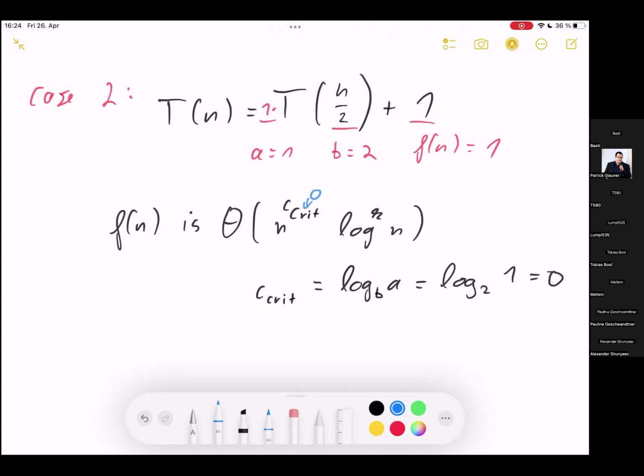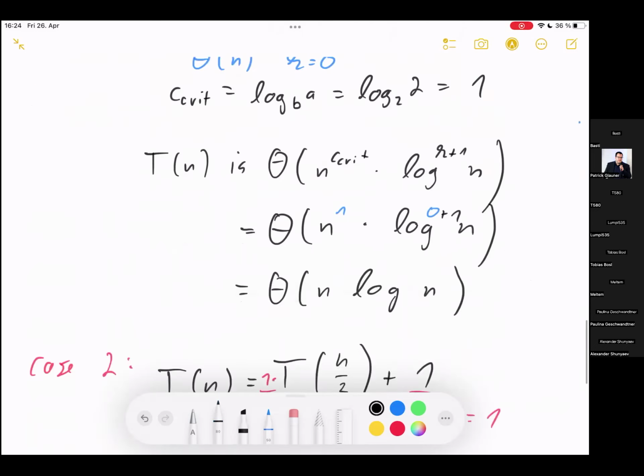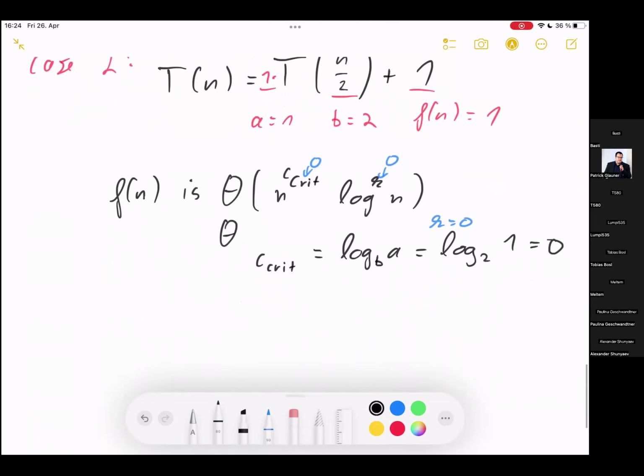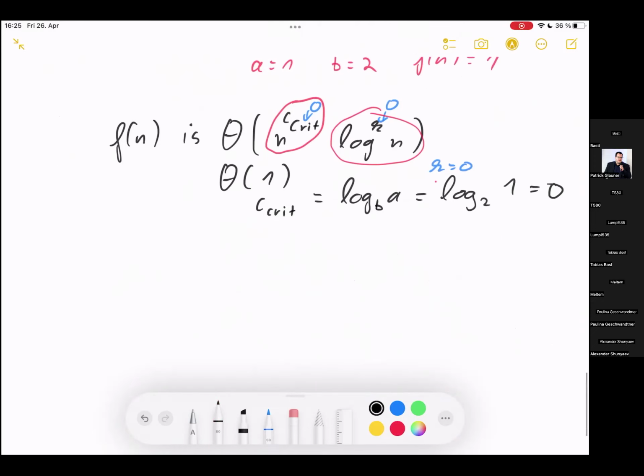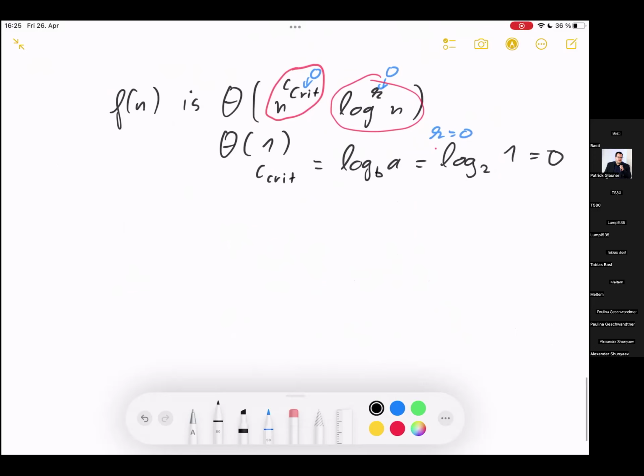And if our k is 0, so for k equals 0, we can just say, as before, we have theta of 1. Because if I raise this here to the power of 0, it's 1. And if I raise this to the power of 0, it's 1. So f of n is theta of 1. And that's correct, because 1 is just theta of 1. So we have case 2 satisfied.